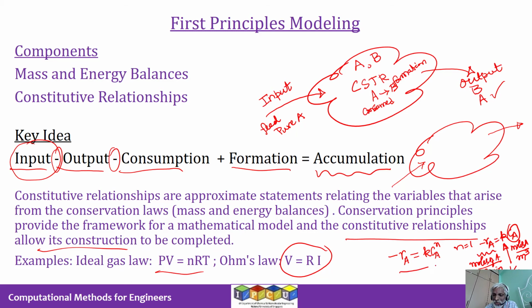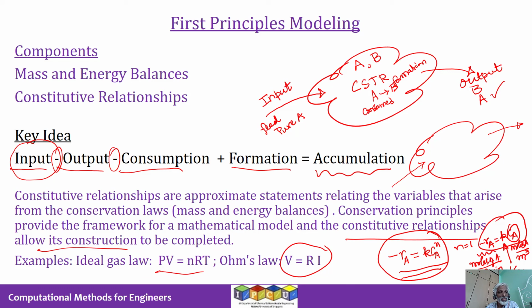You will not get this -rA = k CA to the power of n, or just k CA in the case of a first order reaction, from conservation principles. You will never get it from them. But this fact will be used along with a conservation principle in order to complete the mathematical model. So that's the power of the constitutive relationships. They are very, very important.